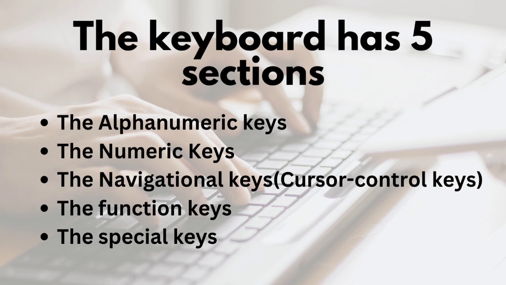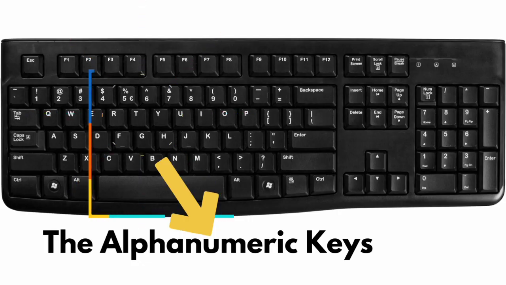The first section of the keyboard is the alphanumeric keys. Then the next one is the numeric keys. Then we have the navigational keys, also called the cursor control keys, the function keys, and the special keys. Now let's look at this labeled keyboard for us to understand better.